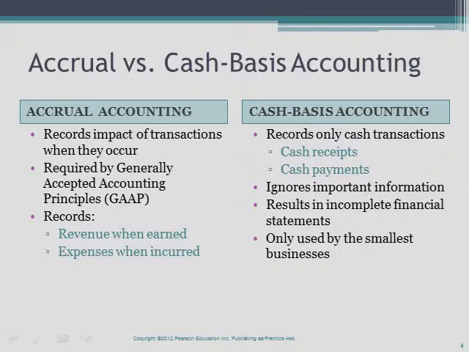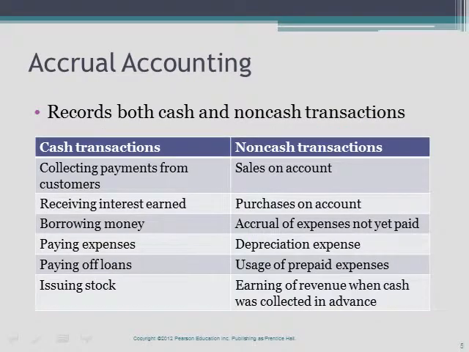The basic defect of cash basis accounting is that it ignores certain information that makes the financial statements incomplete. Companies that use the cash basis of accounting do not follow GAAP. Their financial statements omit important information. All but the smallest businesses use the accrual basis of accounting. Accrual accounting is more complex and more complete than cash basis accounting.